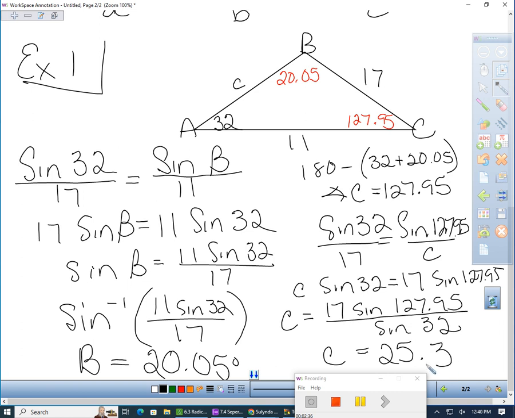Okay, so we are going to use these ratios to find all the sides of all the triangles. None of the triangles are right angles. We have to use these ratios. All right, so let's try another one.